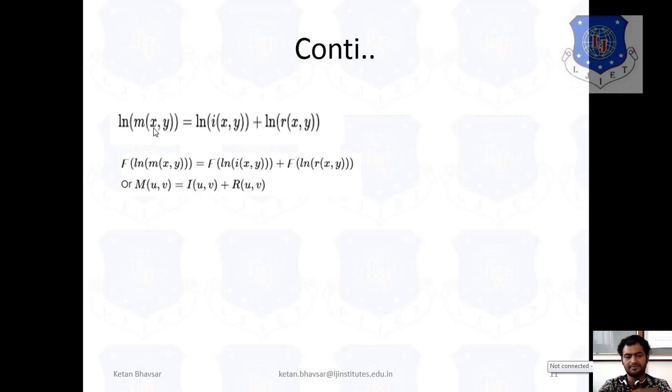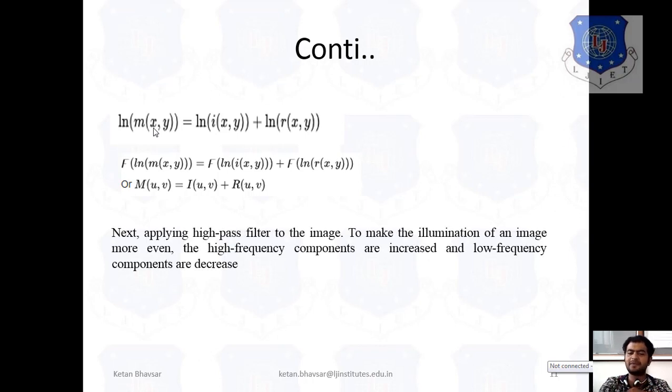rows and columns. So next, applying the high pass filter to the noise to make the illumination of the image more even, the high frequency component is increased and the low frequency component is decreased. So as you can see, if you increase the high frequency component, simultaneously your low frequency component is decreased gradually, and you can definitely get a much better result as compared to a simple filter which exists.